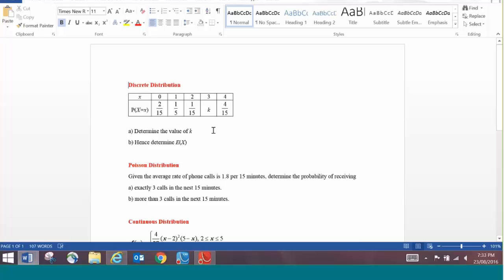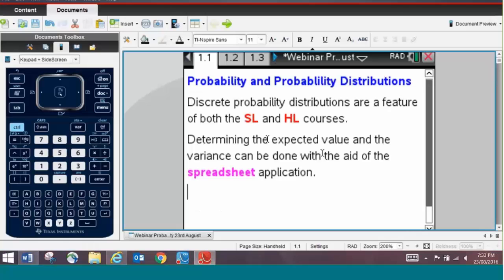Obviously we can't do solve on the non-CAS, but we can use numeric solve, but I'm going to skip through that because that's another webinar. But the value of k in this case is 1/3 or 5/15. So the next thing is to have a look at how we can determine that expected value, because that's where the calculator can be very useful.